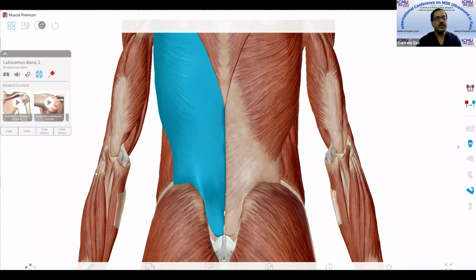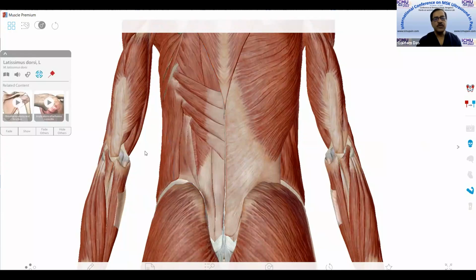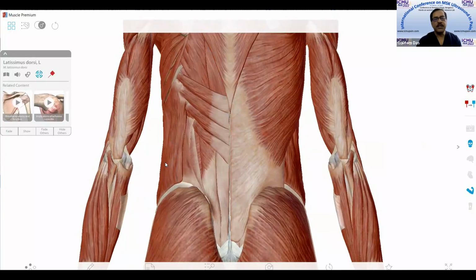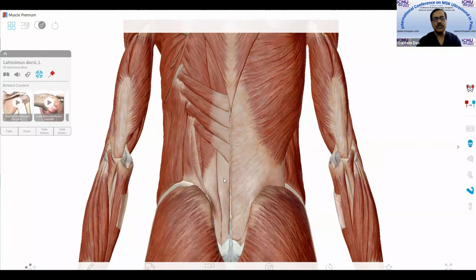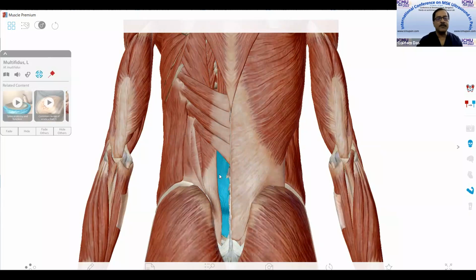So first, if you are removing the latissimus dorsi, you are having the erector spinae group of muscles. So they are the two muscles. One is your longissimus, another is your iliocostalis. If you are removing these two muscles, there is another erector spinae group muscle, that is your multifidus. Multifidus is more medial and a little deeper to the longissimus. And if you are removing these muscles, then below that, what is coming?